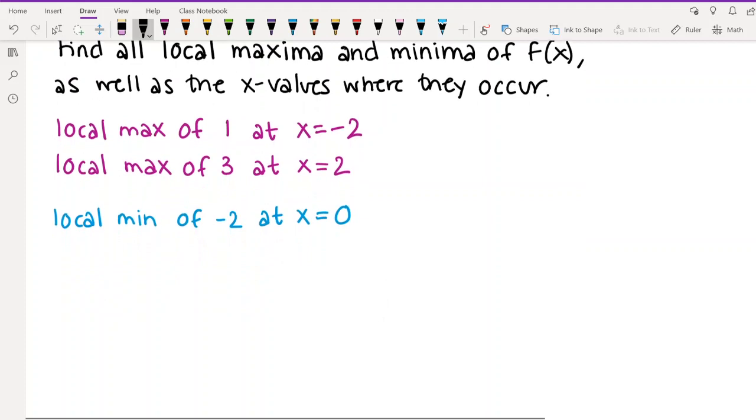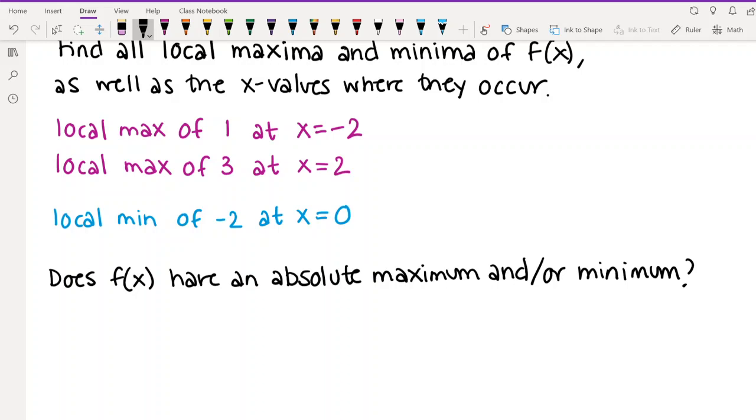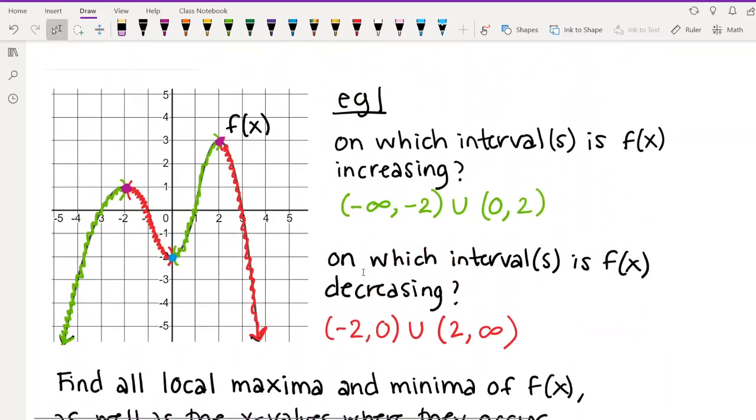So yeah, last thing I just want to answer is basically, does this function have an absolute maximum and or minimum? Because as we saw, not every graph has an absolute max or min. And also not every graph has local maxima or minima, but I chose this graph specifically so that it did. For example, if you have like a line, a linear function, that's not going to have any peaks or valleys. So not every graph has these kind of features.